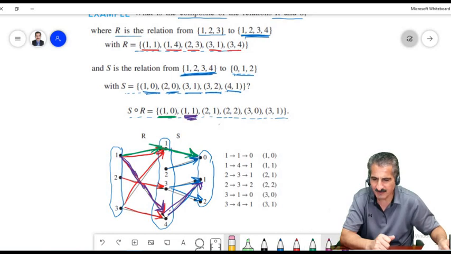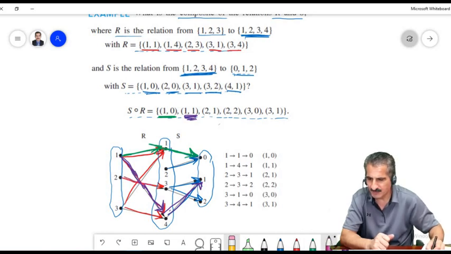Another path. 2 goes to 3. Here we go. 2 goes to 3. And 3 goes to 1. So 2 goes to 1. And also 3 goes to 2. So we have two paths. 2 going to 3 and then to 1. 2 going to 3 and then to 2. And then we have that.